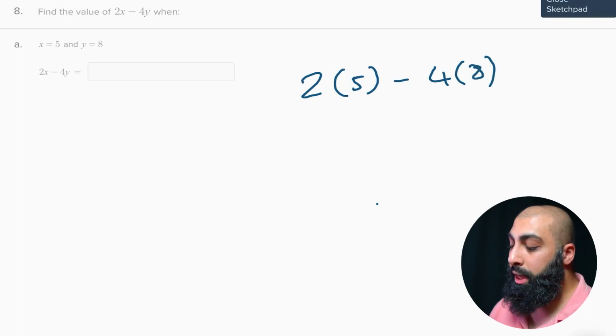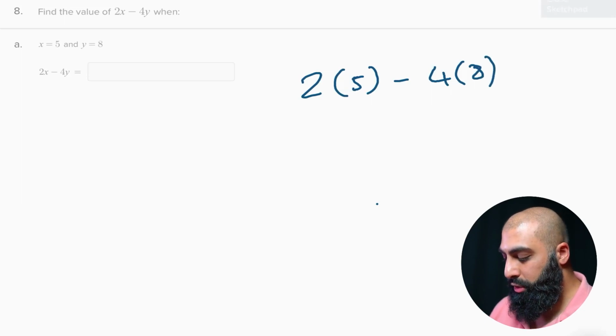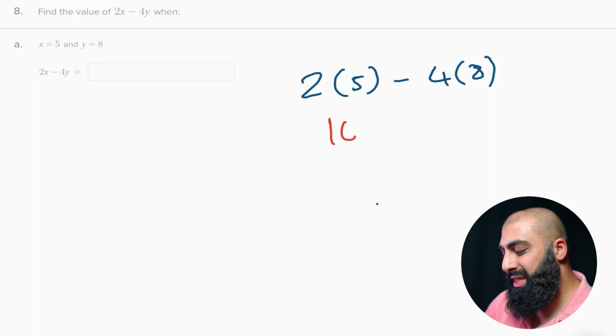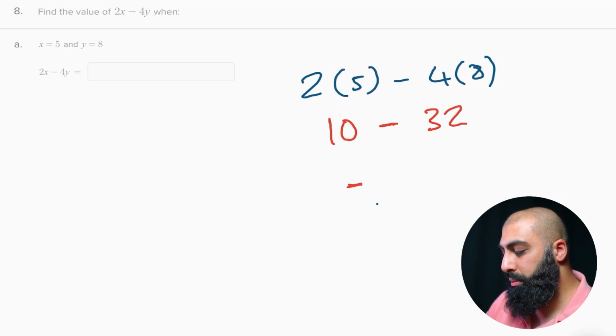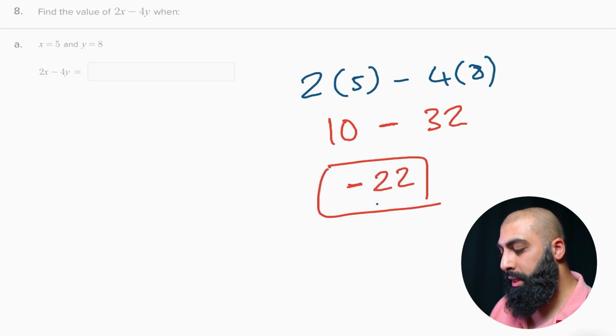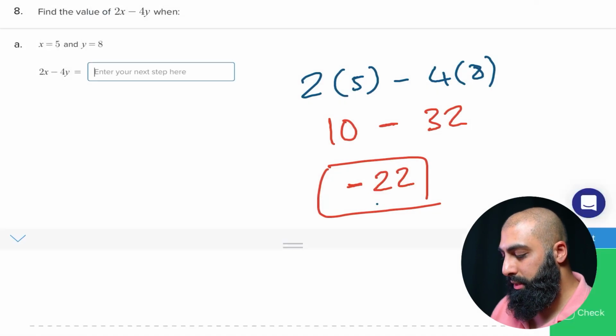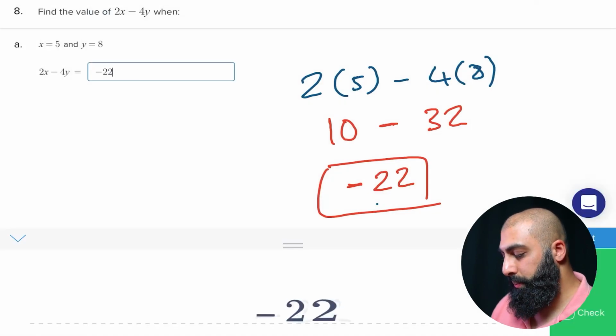We're going to work this out. Now, we've got multiplication, so we're going to do all the multiplication, okay? And then we've got the subtraction in the end. So we're going to do 2 times 5, which is 10, and we're minusing 4 times 8, which is 32. Now, from left to right, we're going to do the subtraction. So 10 minus 32 gives us minus 22, okay? So the answer that we get, we evaluate this as minus 22.